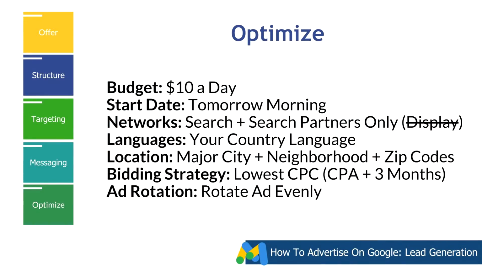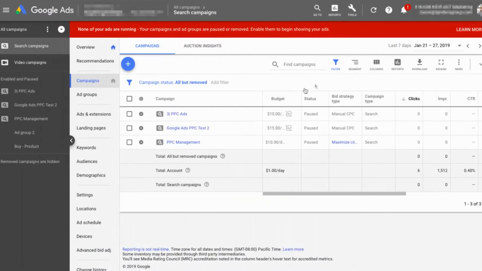So here are the settings that I recommend you use as you move forward optimizing and testing. We're going to start at $10 a day. We'll set the start date to tomorrow morning, and that's just to make sure that you have plenty of time to go through all of your settings and make sure nothing goes live while you're still trying to fix things. For languages, we'll use whatever your native language is, and then for location, we will be doing cities, neighborhoods, and zip codes. And I'll get into what our bidding strategy options are in a little bit here.